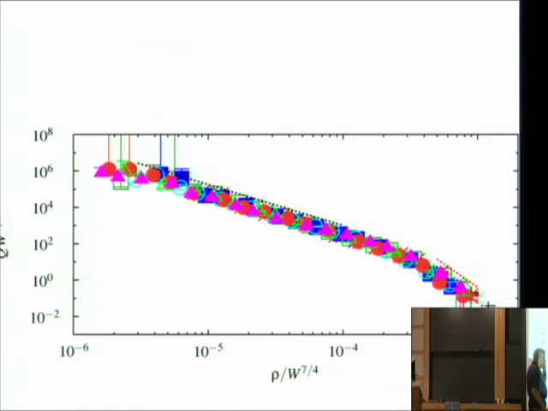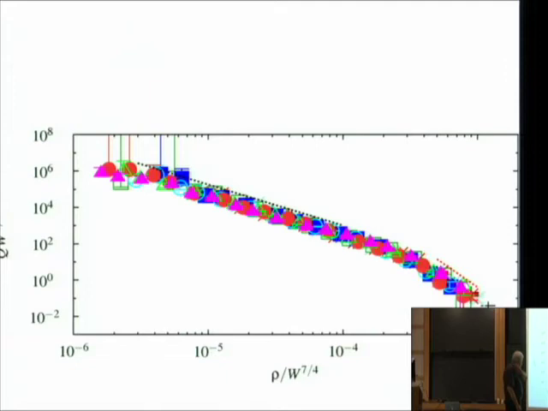Pardon? That's strong disorder. Well, yeah, as a function, so disorder is in the denominator, so this is strong disorder, yes. So this is localized and this is strong nonlinear. It collapses for a particular choice of those exponents, right? Right. You have to choose the right exponents. So this collapses. If you don't choose the exponents, it does not collapse.